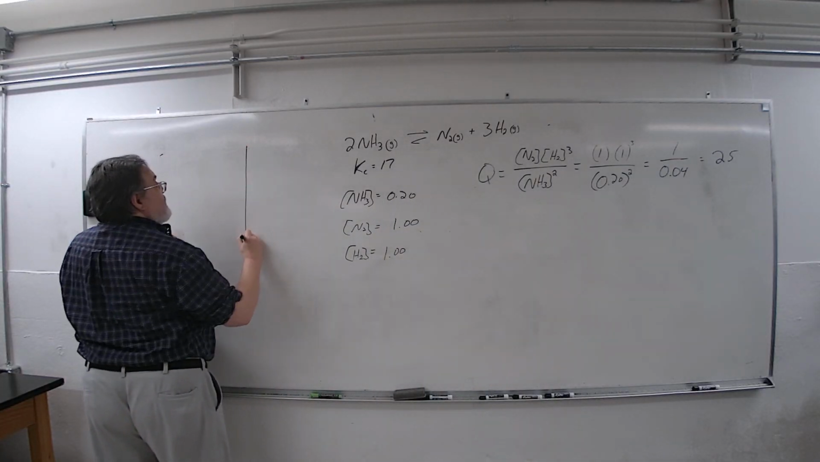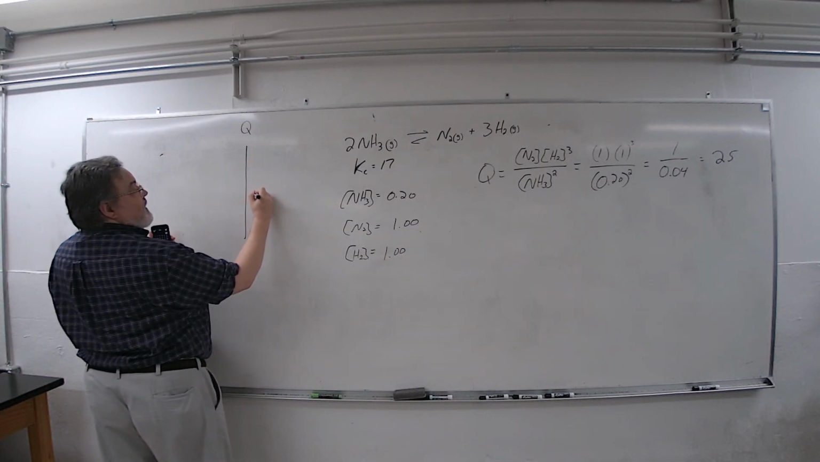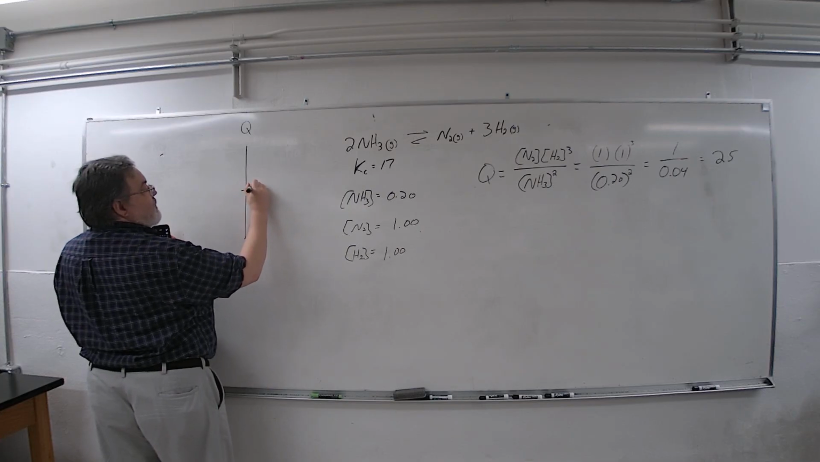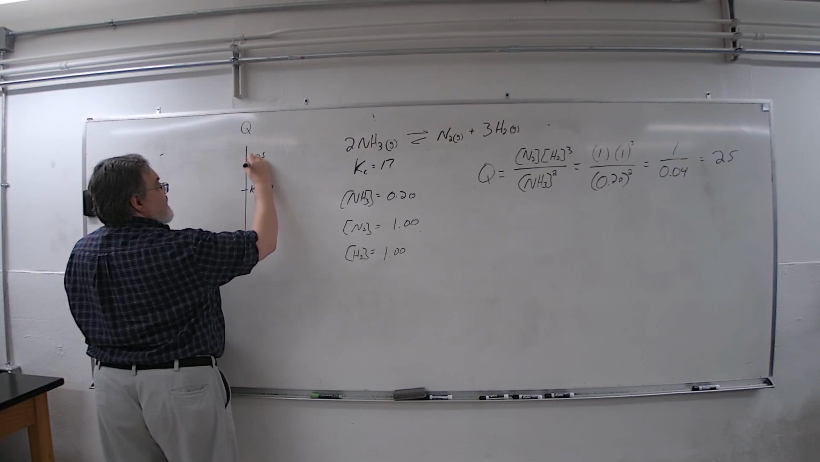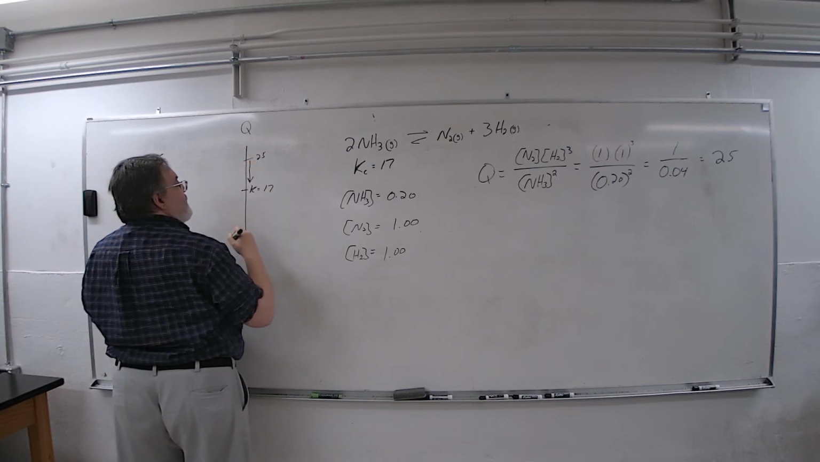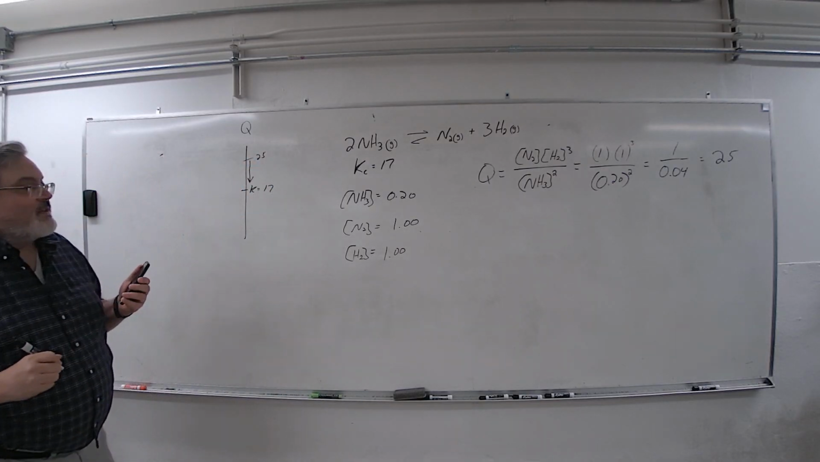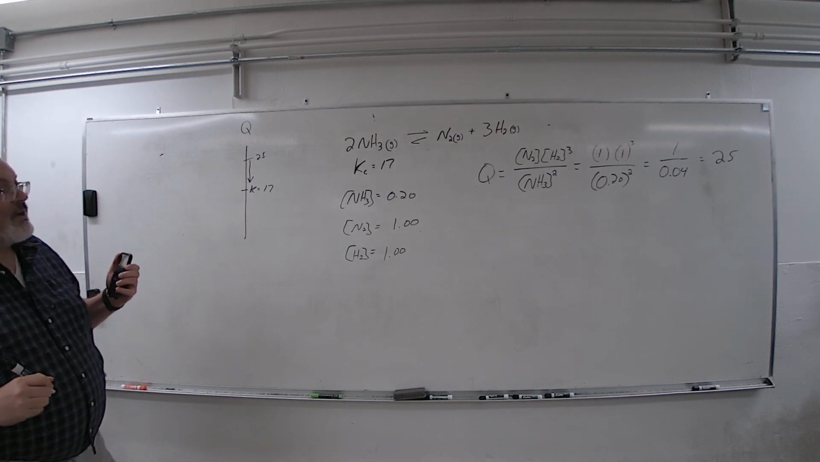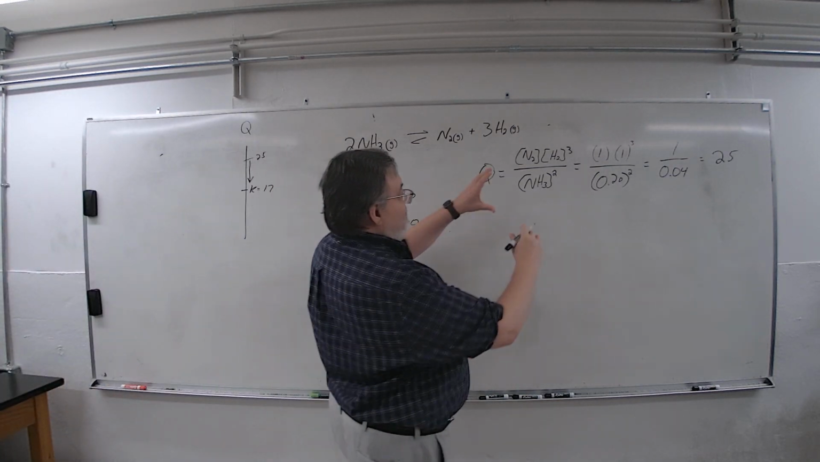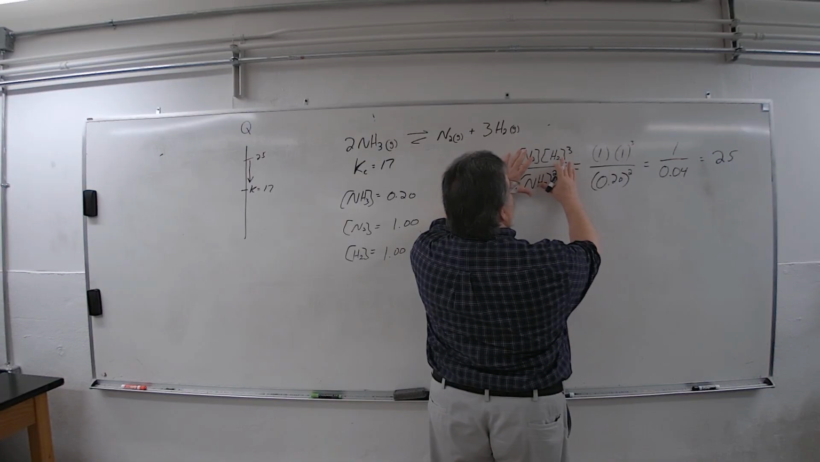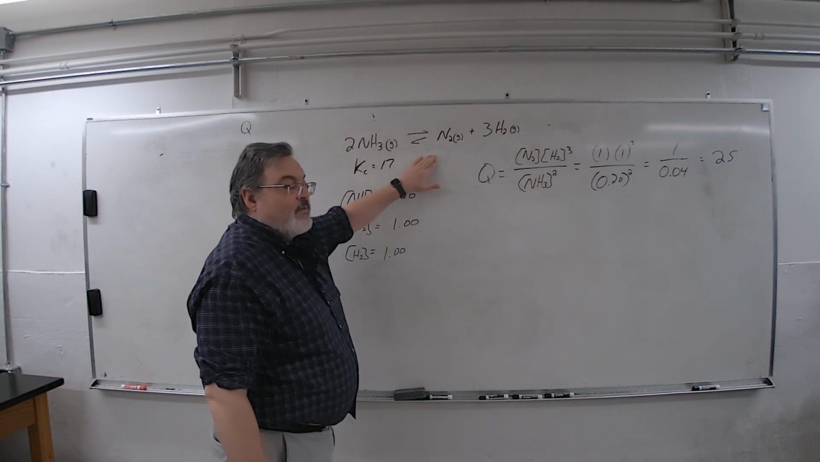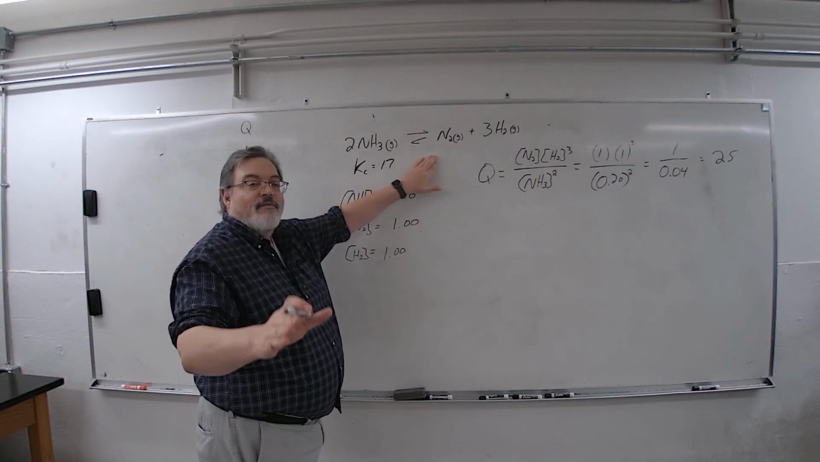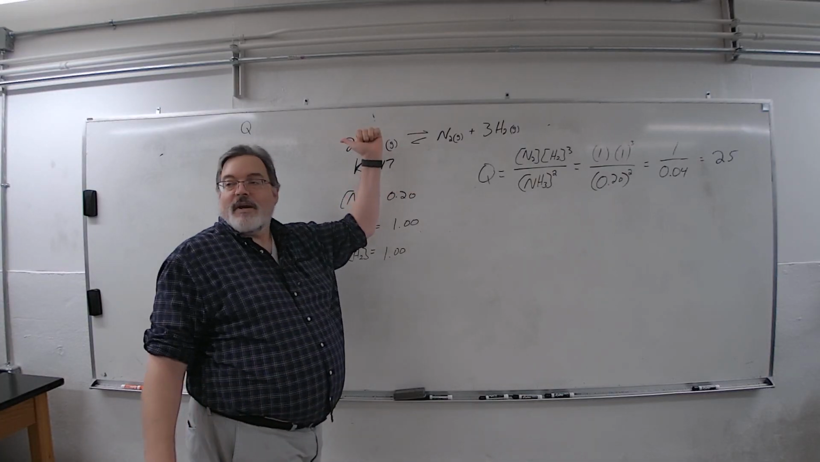So that means this is a number line for Q, and right here is K, which is 17. And we're at 25, that means it's going this way to get back to 17. That means it's got to get smaller. This has to reach a smaller value. So which way is it going, left or right, to get to a smaller value? Going to the left. Everybody get that?